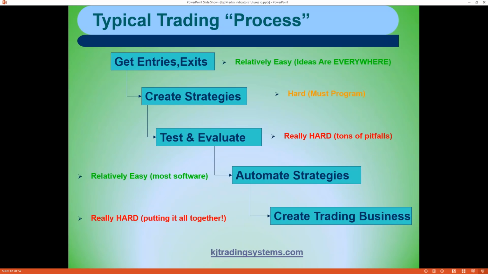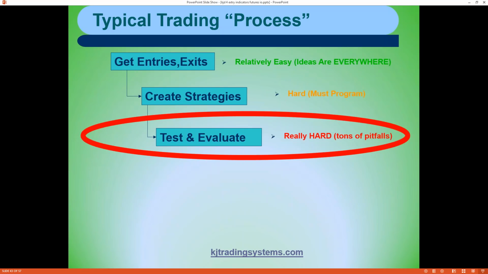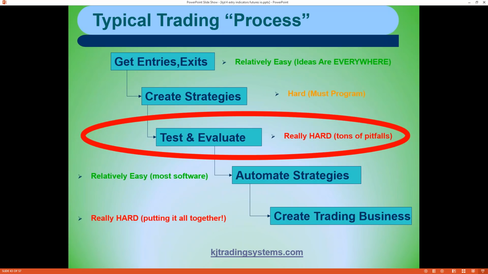That circle is supposed to be, if I do it quickly enough, you'll see it's supposed to be on the test and evaluate. So I apologize for that. That's the hard part. And I think that's where most people who want to algo trade give up, because they either do it wrong and then go live and lose money, or they just never learn how to do it.